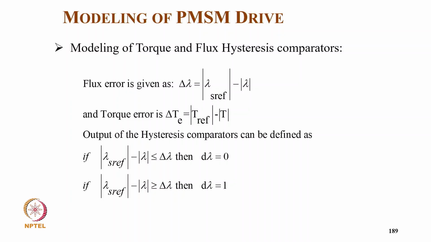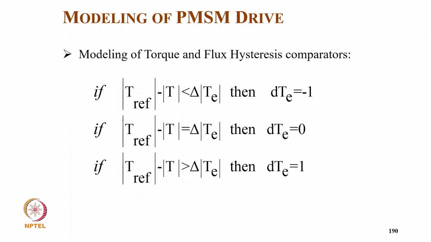Now coming to modeling of the torque and flux hysteresis comparator, the flux error is delta lambda equal to lambda reference minus actual lambda, and the torque error is delta T equal to T reference minus T. The output of the hysteresis comparator can be defined as: if lambda_s reference minus lambda is less than delta lambda, then d lambda is equal to 0; if lambda reference minus lambda is greater than delta lambda, then d lambda equals 1. Similarly for torque: if T reference minus T is less than minus delta T, then dT equals minus 1; if T reference minus T is equal to delta T, then dT equals 0; and if T reference minus T is greater than delta T, then dT equals 1.